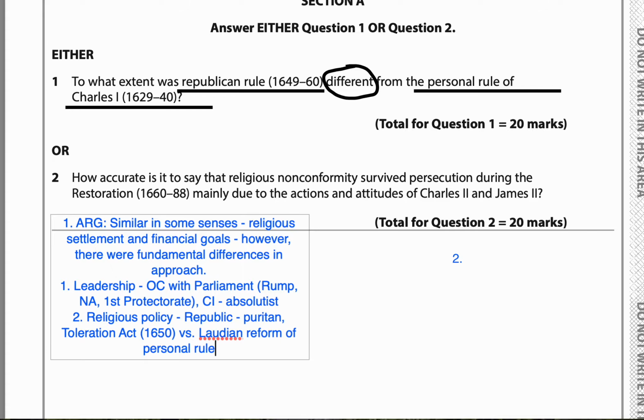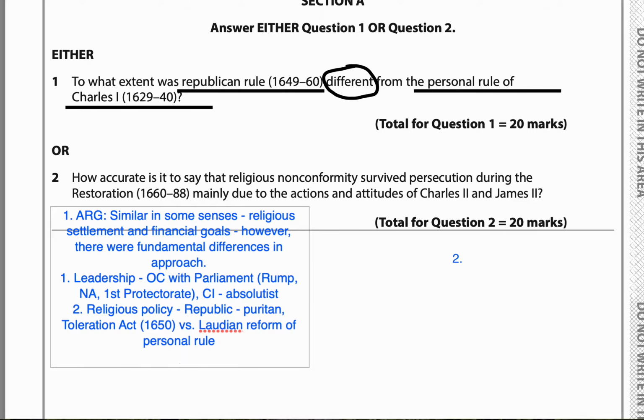However, I think a counterpoint to that could be something like the rule of the major generals, that did want this kind of godly reformation and did ban things. So there is a slight similarity there, but I would say that in general there is a difference. Okay, but overall they both did want a new religious settlement, didn't they?